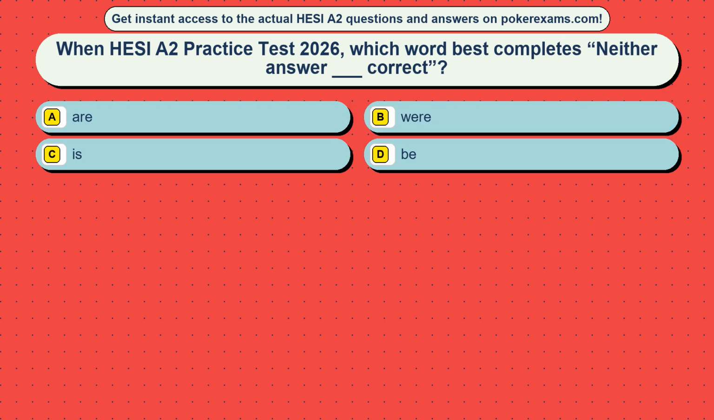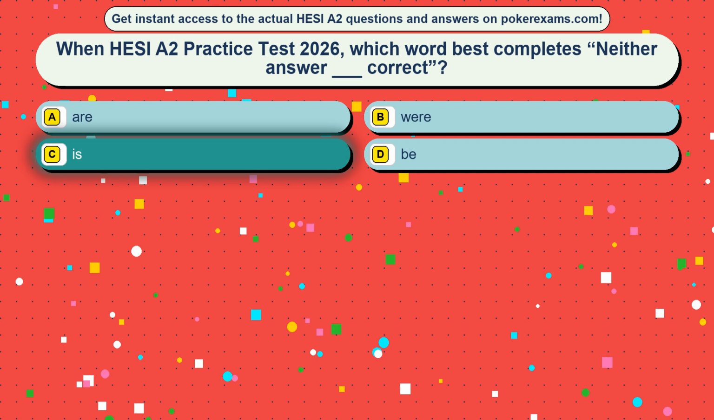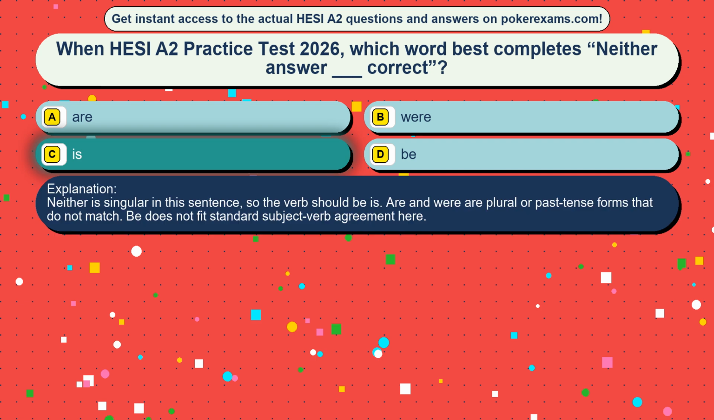Question 29. HESI A2 Practice Test 2026, which word best completes the sentence: neither answer blank correct? Option A par, option B were, option C is, option D be. The correct answer is option C, is. Neither is singular in this sentence, so the verb should be is. Are and were are plural or past tense forms that do not match. B does not fit standard subject-verb agreement here.